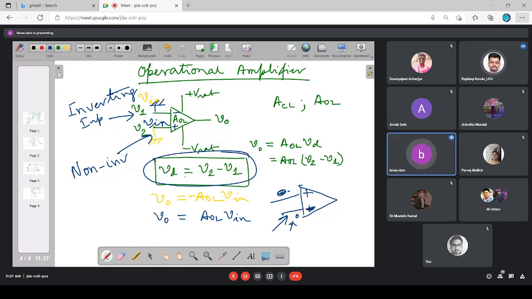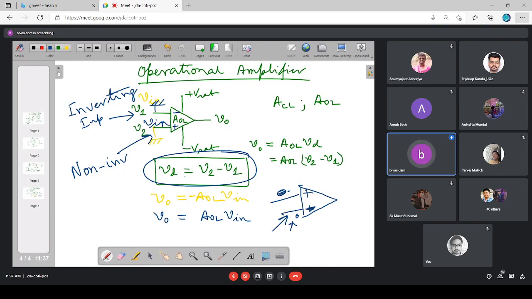In the circuit symbol, I must distinguish between these two terminals. As VD, which signal voltage minus which signal voltage I am expecting, I must represent that symbolically also. So that's why the plus and minus symbols are there.